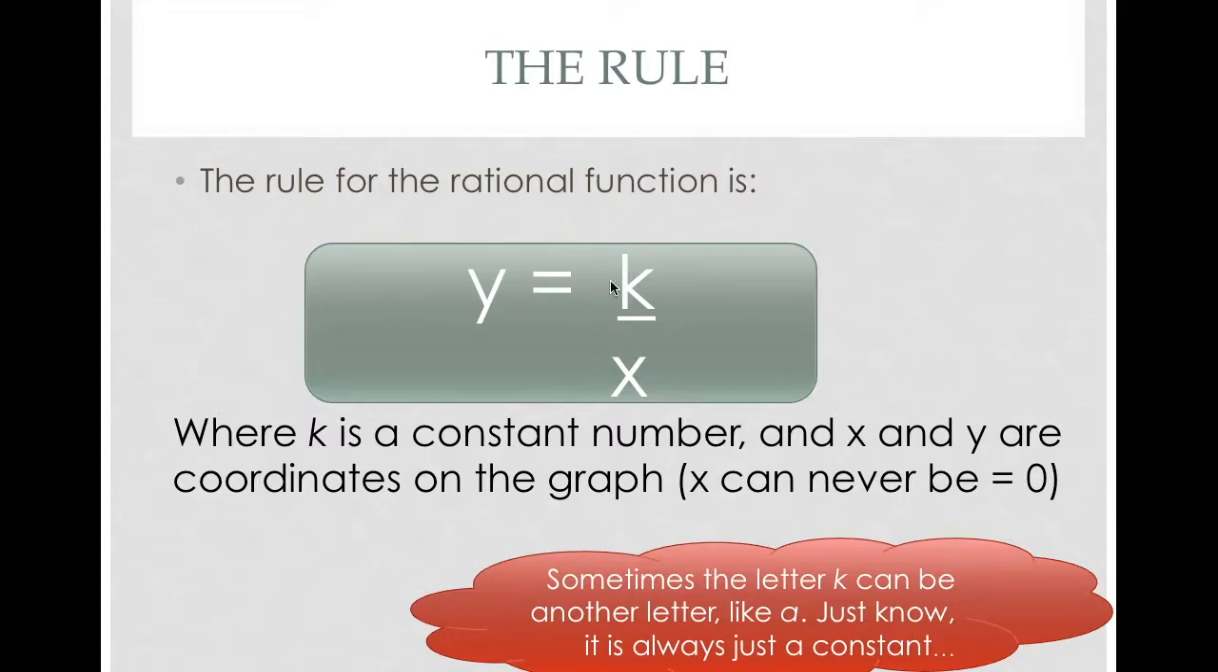Also know that the letter k can sometimes be another letter like a or any other letter. Just know that that number or that letter represents a constant number: 1, 2, 3, 4, 5, etc.